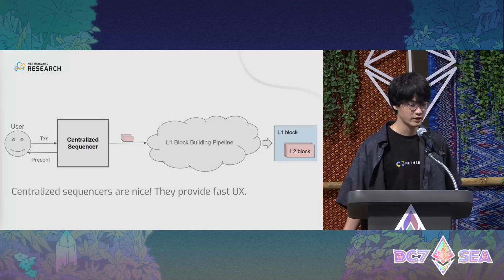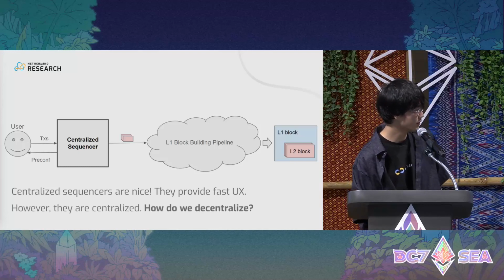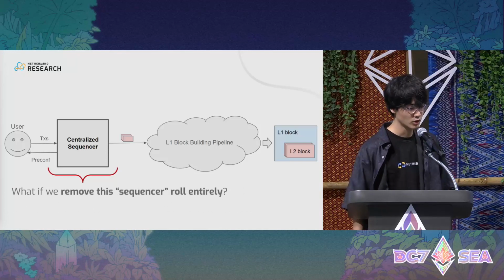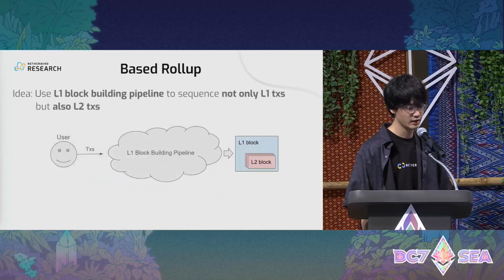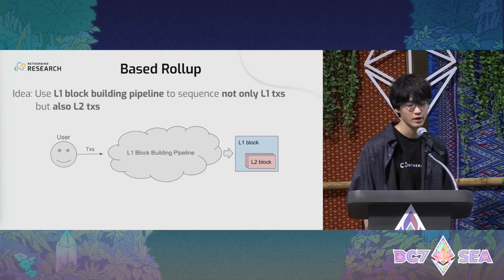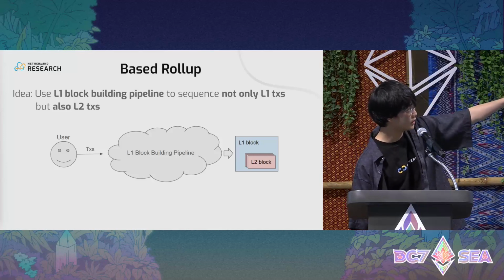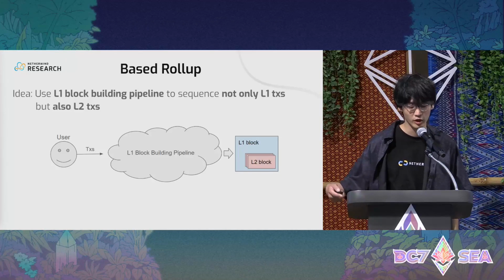So centralized sequencers are nice. They can provide fast UX via preconfs, but they're centralized. So the big question here is how do we decentralize? One idea is, what if we remove this sequencer role entirely? And this brings us to based rollups. The idea of based rollups is to use the L1 block building pipeline to sequence not only the L1 transactions, but also the L2 transactions. So the user submits their transactions, not only to L1, but also to L2, and then the L1 block building pipeline will sequence not only the L1, but also the L2 blocks.